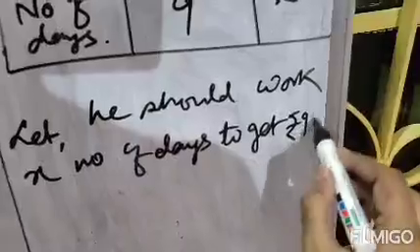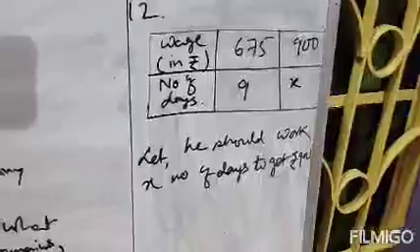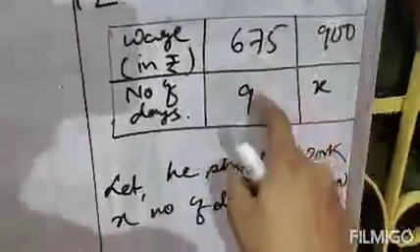So just write, let he should work x number of days to get rupees 900. Clear? Now this is x, this is y. As it is a case of direct variation, so x by y will always be constant. That is the rule of direct variation. So this is your x, this is your y.